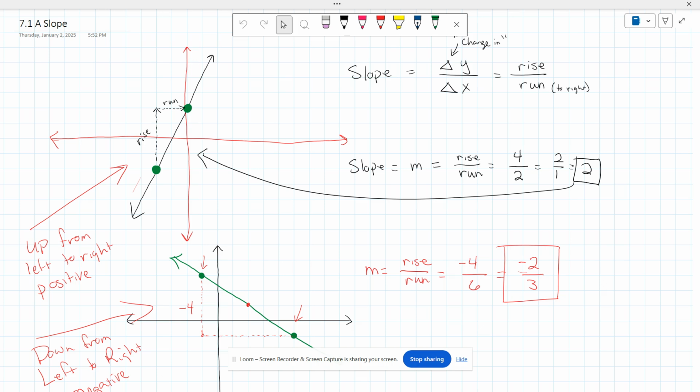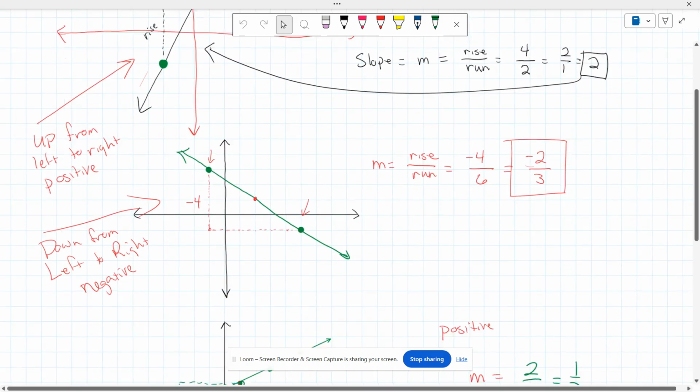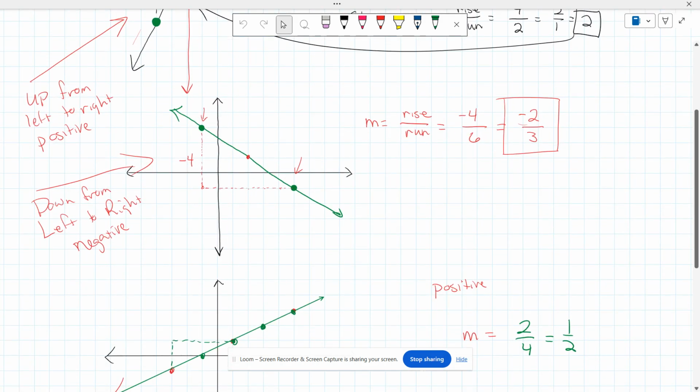How do I know it's a positive slope? Because it goes up from left to right. As I'm going this way, it's going up. This one would have what kind of a slope? Negative. So your answer should have a negative in front of it, and it goes down.